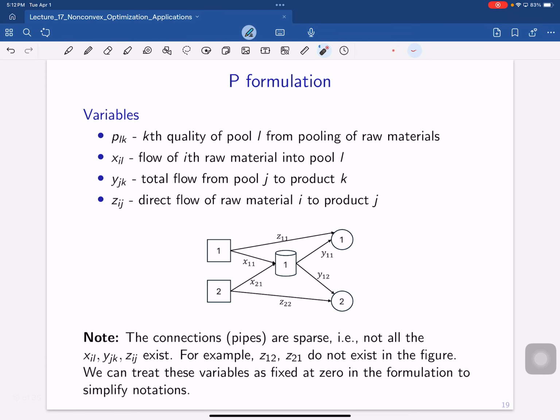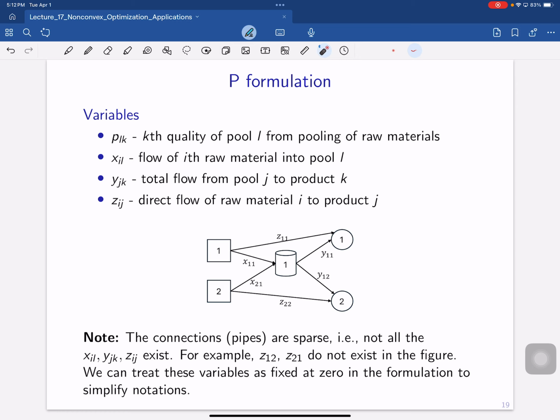Okay. So one thing to note here is that the connections of pooling problems are usually sparse. In other words, this problem is not a fully connected problem. Right? For example, here raw material 1 is connected to product 1, but it is not connected to product 2. Right? There is no edge from raw material 1 to product 2. So this problem is not fully connected. Some of the edges are removed. That represents that physically you cannot directly ship from a given tank to another tank.